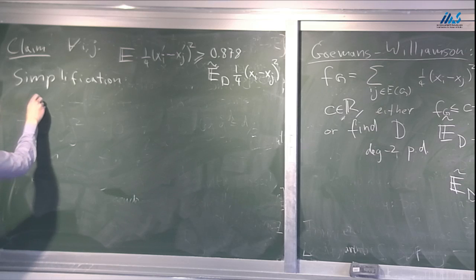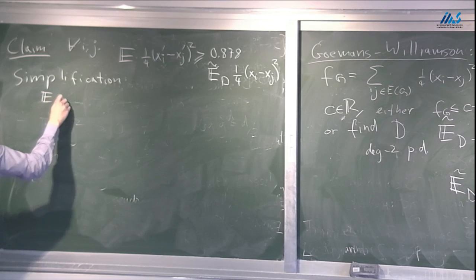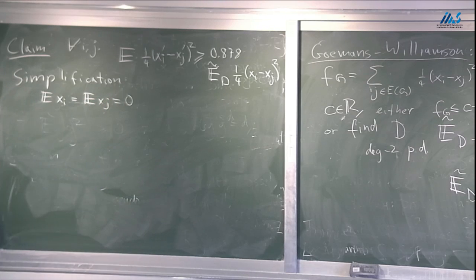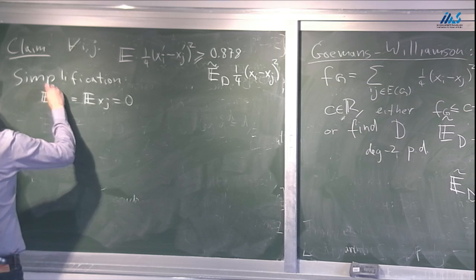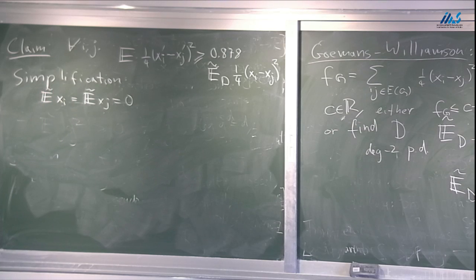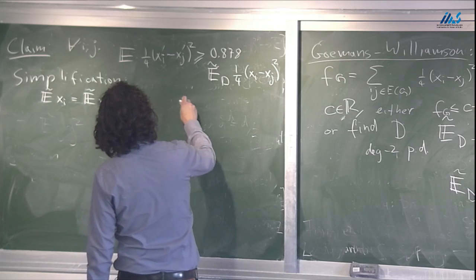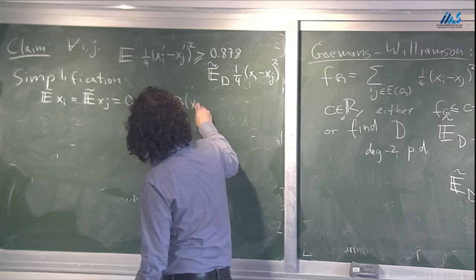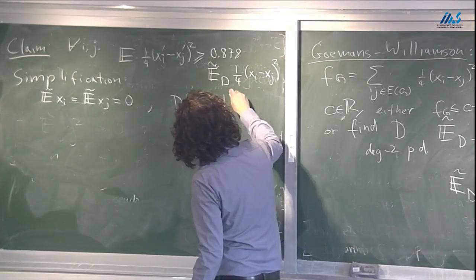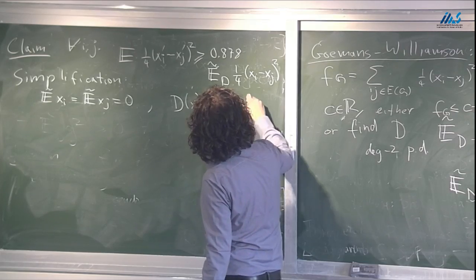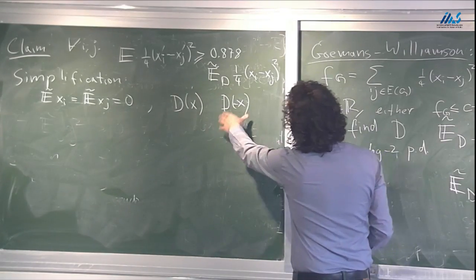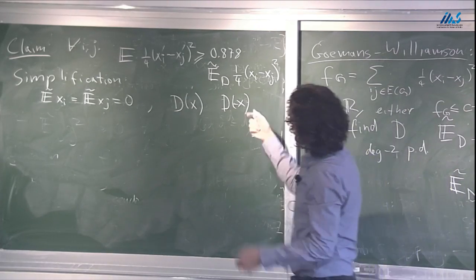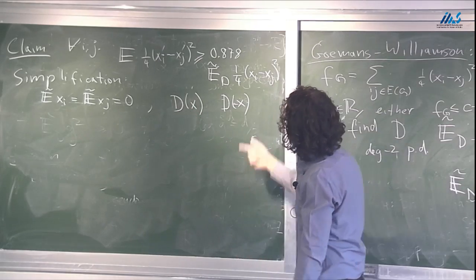So we can assume that the expectation of xi and the expectation of xj is equal to 0. Sorry, here I mean the pseudo expectations. So why is that? The reason is that if you have a pseudo distribution D, then let's say D of x, then for max cut, you can also look at D of minus x as a pseudo distribution. Okay, so that's just you reflect the function.